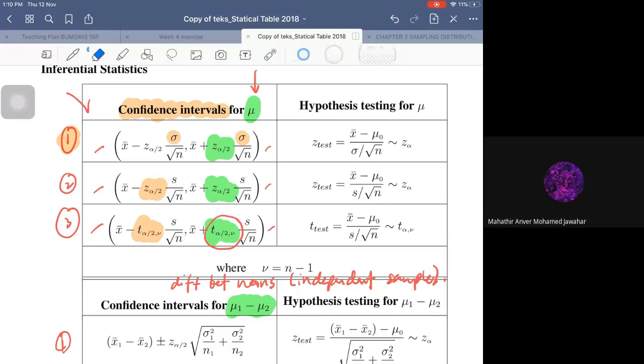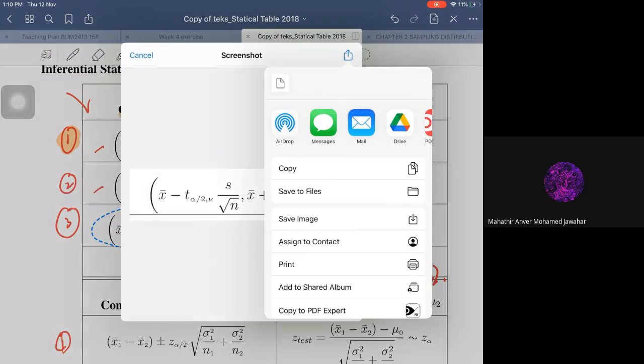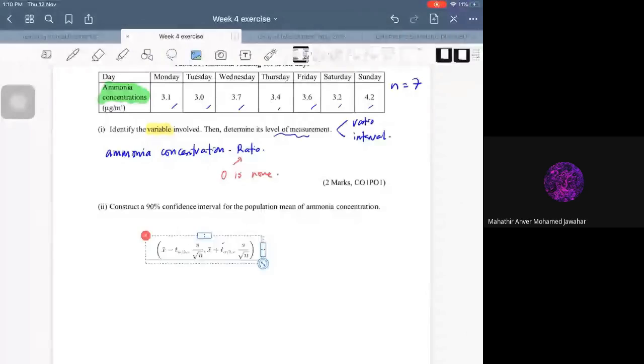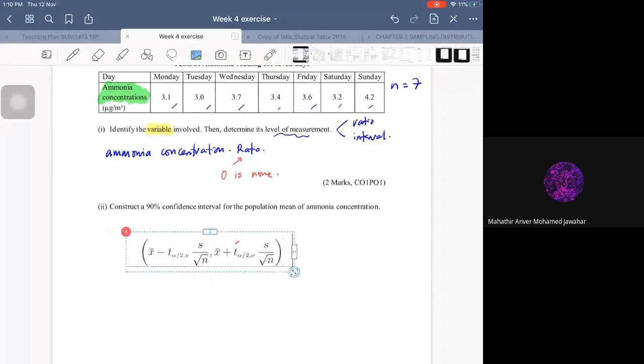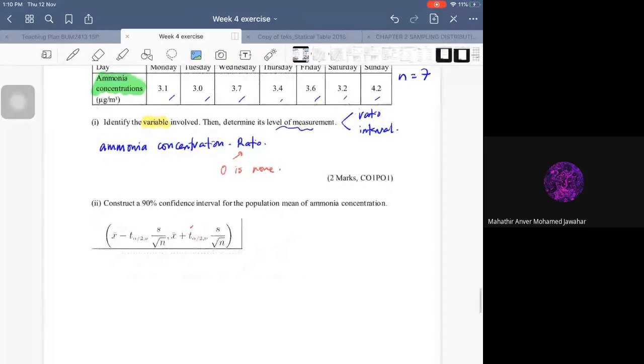So let me copy this formula, but let's clean that up a little. I'm going to take this formula. This is what we're going to use. Take a screenshot of that, copy, and then paste it here because we're going to use this. Let me paste that again. Okay, so basically this is the formula that we're going to use.